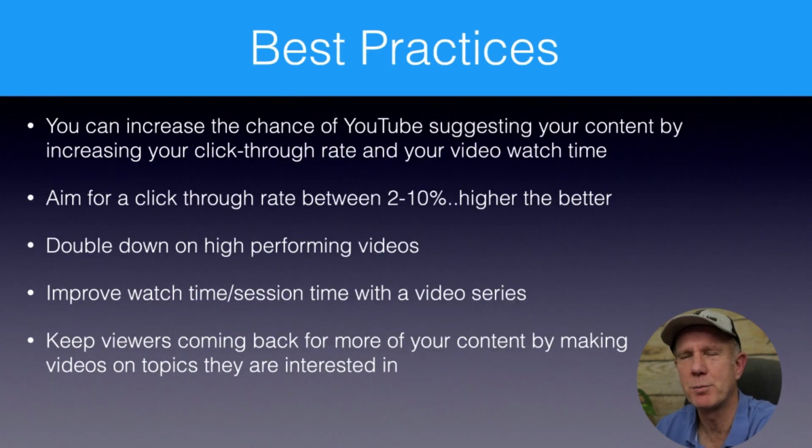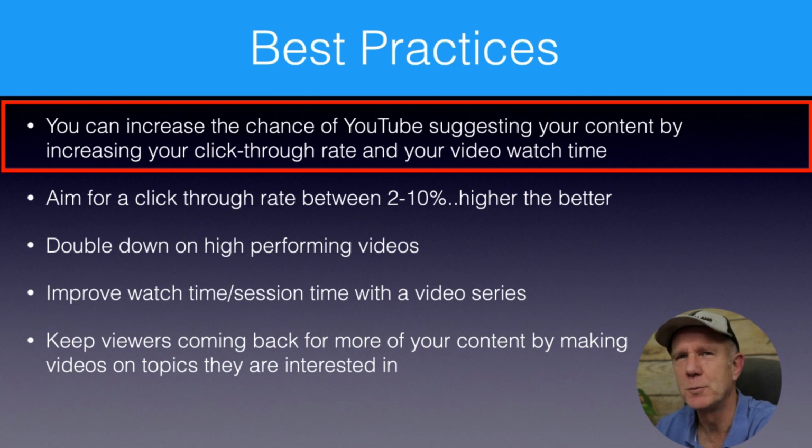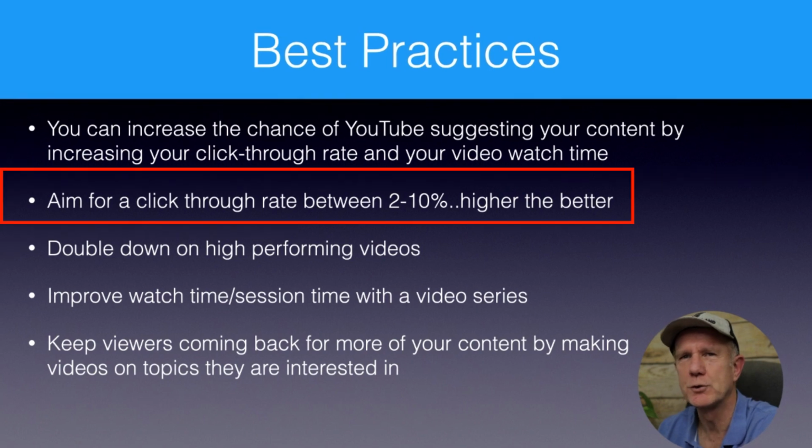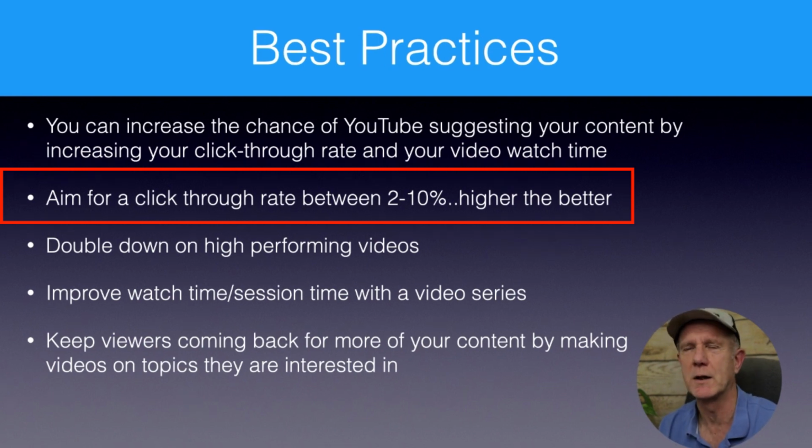Let's take a look at some of the best practices when viewing your analytics on the YouTube Studio app. YouTube says you can increase the chance of YouTube suggesting your content by increasing your click-through rate and your video watch time. If you get a high click-through rate and a high watch time, that's actually the best for getting your videos suggested on other people's watch pages. You should also aim for a high click-through rate between 2 and 10%. The higher the better. If you get over 10% for your click-through rate, then there's a high probability that your video will do well and be suggested.